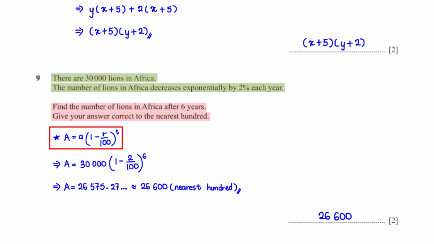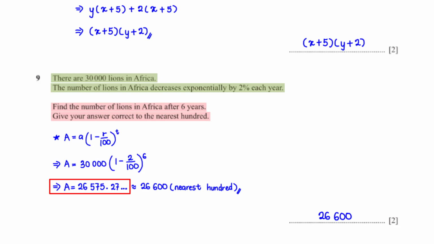Big A represents the number of lions at the end of 6 years, which is what we are finding. Small a represents the initial number of lions, which is 30,000. R is the annual rate, which is 2%, and T is the time duration, which is 6 years. When we type this into the calculator, this is what we have. We need to round this value to the nearest 100.